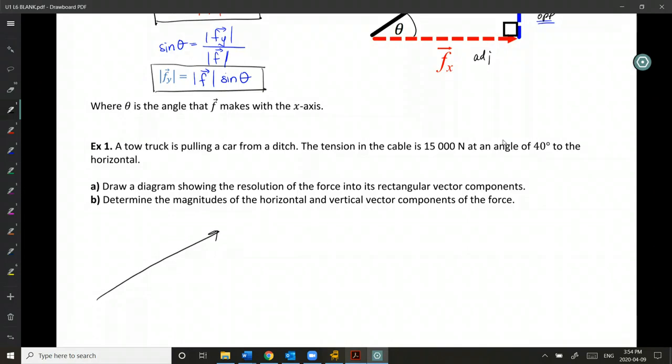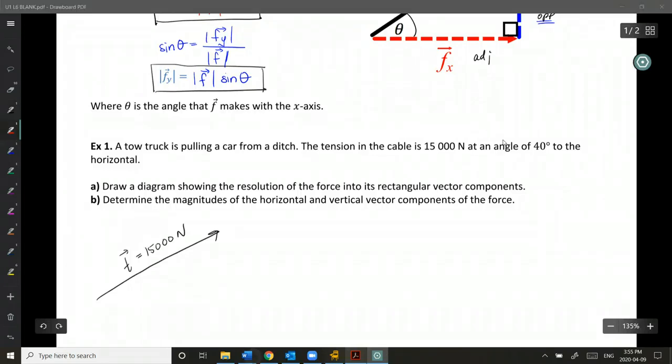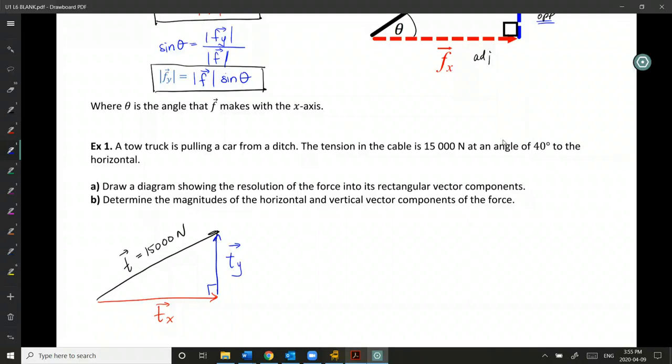So here's our force. It is tension, and it's 15,000 newtons. And then I'm going to have a force that is horizontal and a force that's vertical if I separate these out into their components. So perhaps we would label this tension in the x direction or even tension in the horizontal direction versus tension in the vertical direction. Okay, it doesn't really matter what you call these. If it's helpful for you, you can keep it as x and y, but you may see a variety of things used if you look at other sources. So let's just say y for our sake. And we know that to the horizontal, this angle is 40 degrees. So there's our diagram.